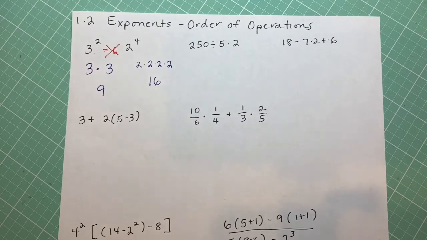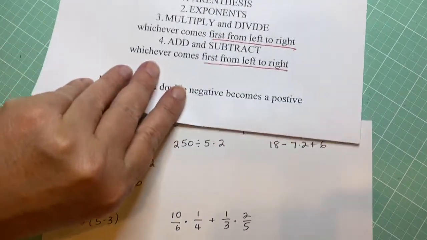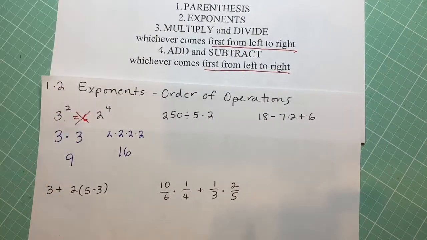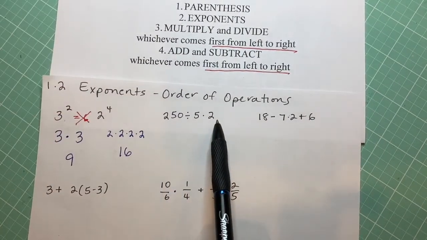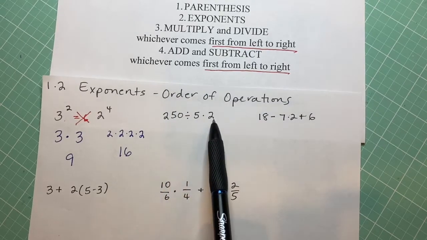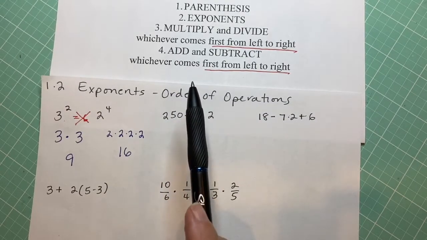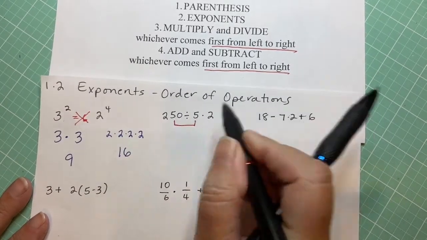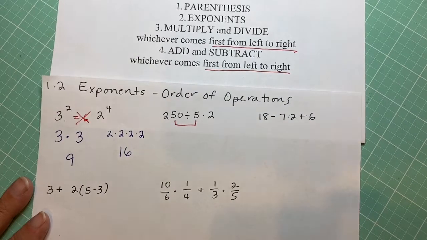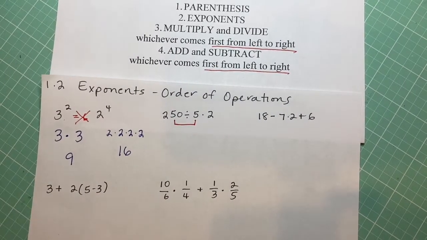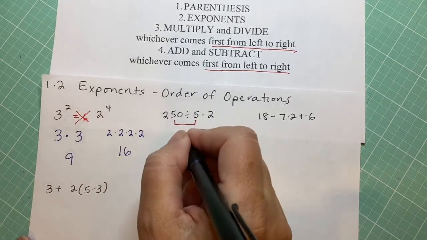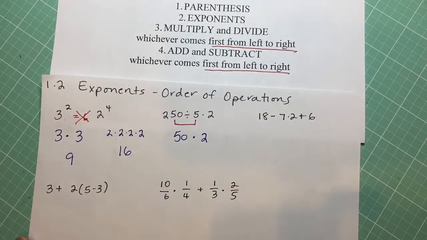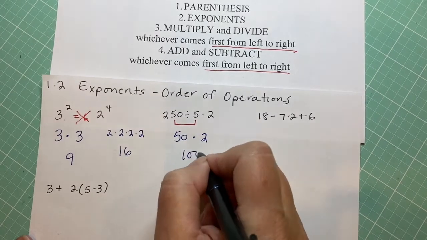So this first example is one that if you did it where you multiplied first and divided second, you would get the wrong answer. Because we're going to follow these steps. Let me go up here at the top. Step 1, does it have any parentheses? No. Step 2, does it have any exponents? No. Step 3, multiply and divide whichever comes first from left to right. So do you see on this one, the first thing that comes up from the left is a division problem. So we're actually going to divide first. It'd say 250 divided by 5 is 50, and then bring down the times 2. And now you can multiply to get 100.